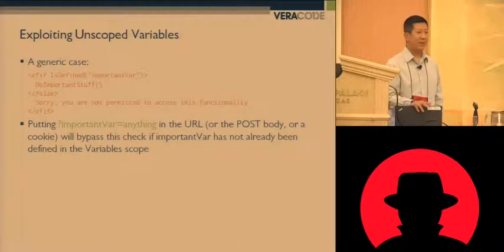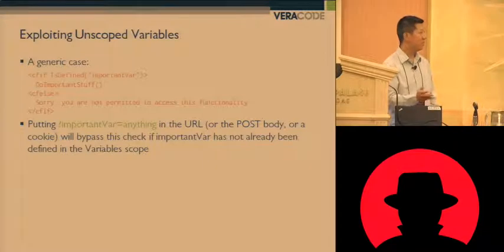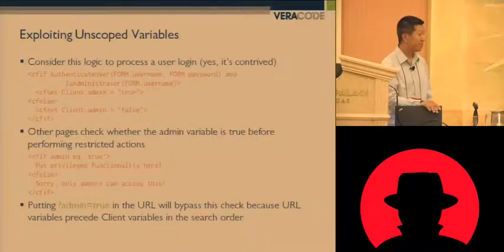But that's not true, because of the fact that they didn't use scoping. So if I just put important var equals anything in the URL, or the post body, or a cookie, or basically anything in the search order that I control, that check for isDefined is going to come back true, and it's going to execute the do important stuff function. The application developer doesn't realize that that's happening, because they think that it's only going to be defined if they defined it. So that's one danger of doing that. If they had done isDefined variables dot important var, then it would have only checked the variable scope, and it wouldn't have checked any of the other user-controlled scopes.